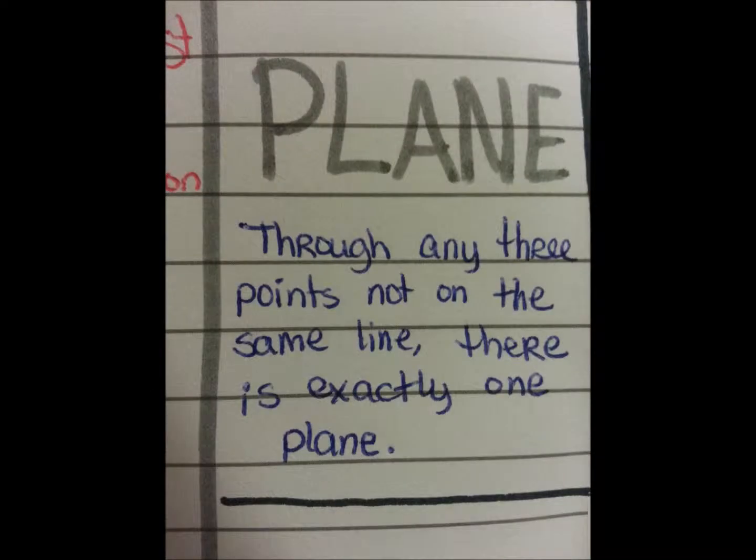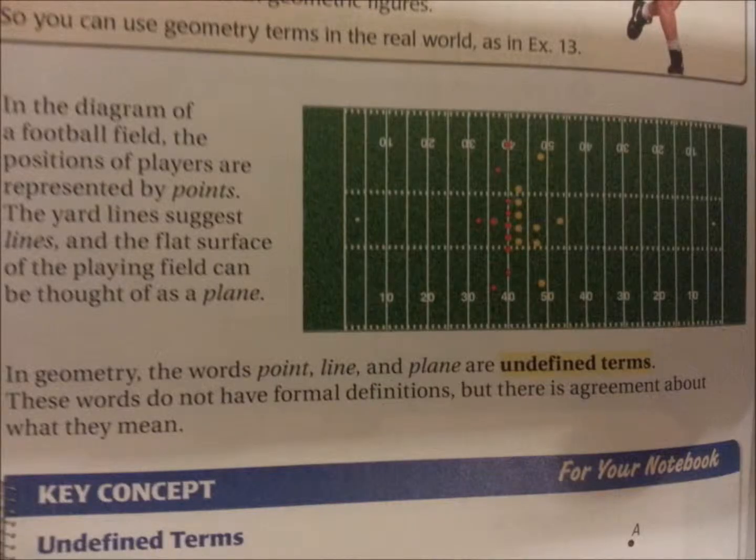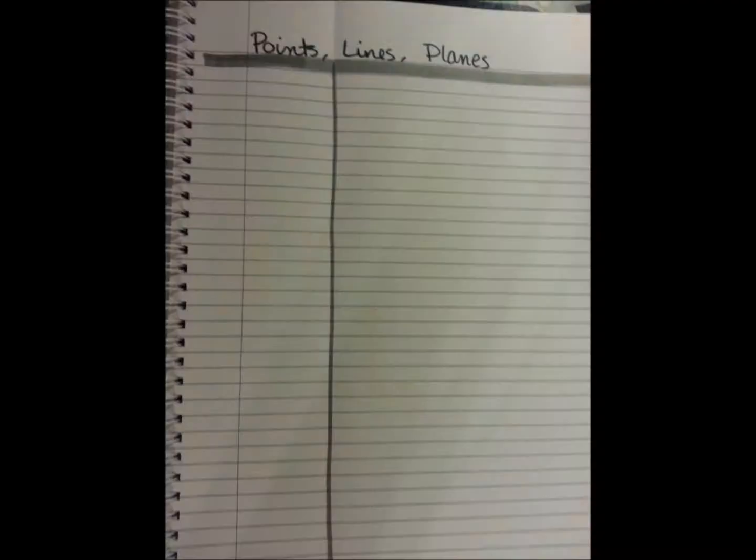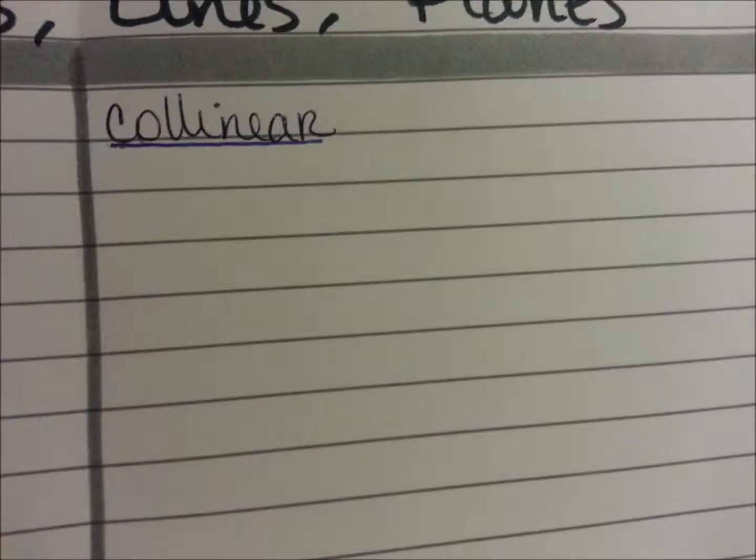This is our next little statement in geometry. Through any 3 points not on the same line, there is exactly one plane. This idea of on the same line, not on the same line, helped us determine if we were talking about a plane or not, and leads us to some kind of fancy words in geometry that we're going to be using a lot. So let's go ahead and take a moment to discuss what these words are. The first word that we have is collinear.